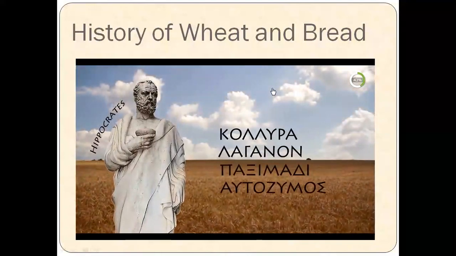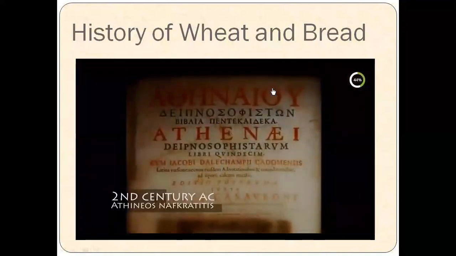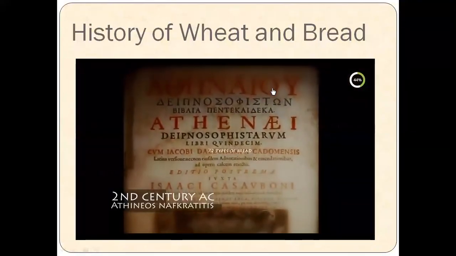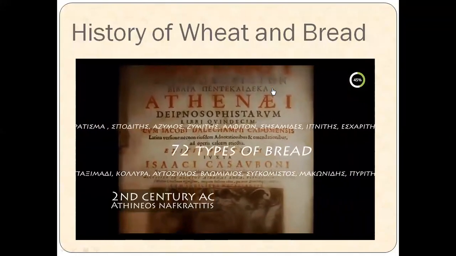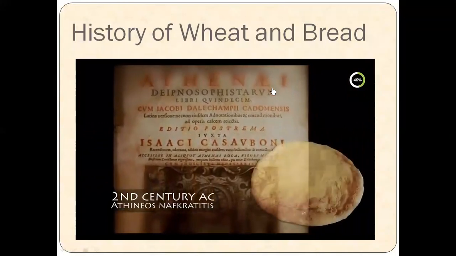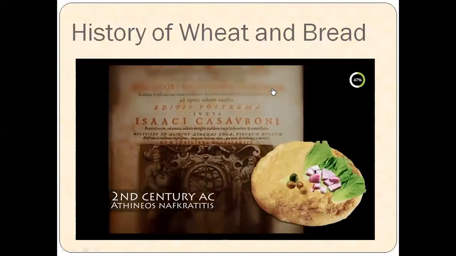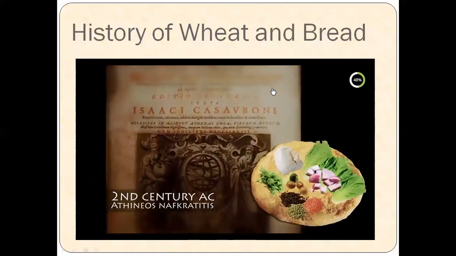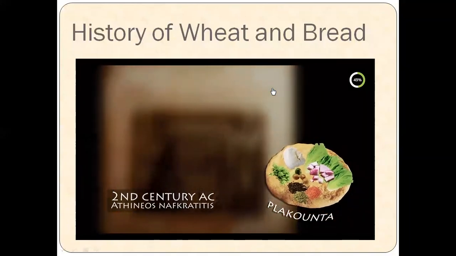Hippocrates refers to different types of bread, sweets, and biscuits. Later, Athenaeus, in the Learned Banquet, refers to 72 types of bread and the existence of organized bakeries. He even mentions the production of the first pizza, round dough on which they placed vegetables, cheese, or oil and herbs that was known as plakountas.